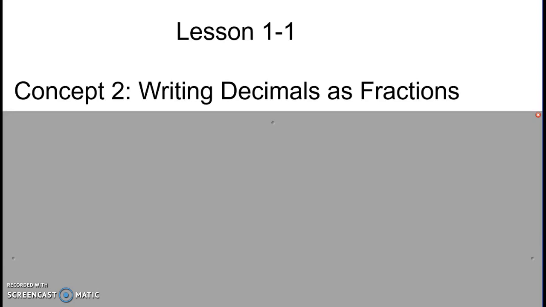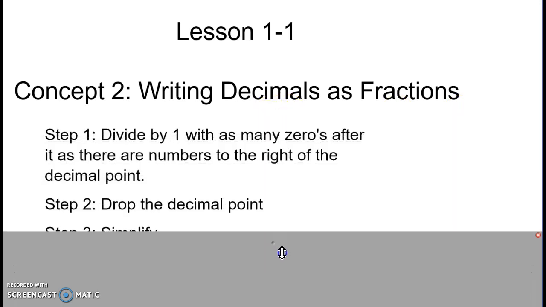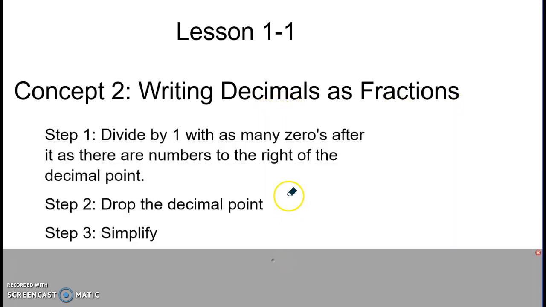Lesson 1-1, Concept 2, Writing Decimals as Fractions. There's 3 steps to writing decimals as fractions. The first step is to take whatever your decimal number is. In this case, we'll use 0.25.